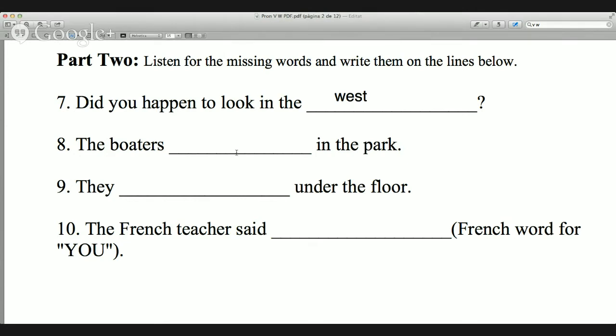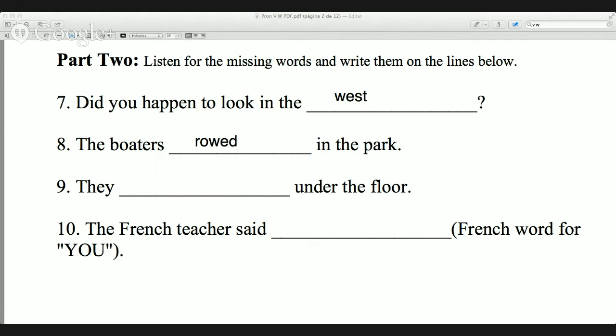Could you repeat, please? Of course. So, this is something you do when you're in a boat. The boaters rode in the park. Row. It's a very specific vocab word. So, very good on the R sound, row. You row a boat. It's when you physically push it with your hands and paddles.